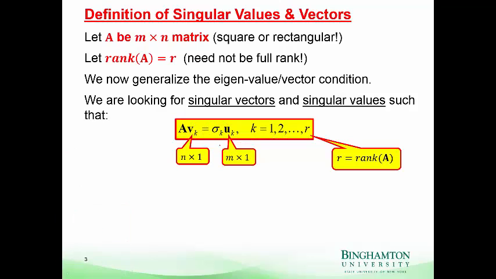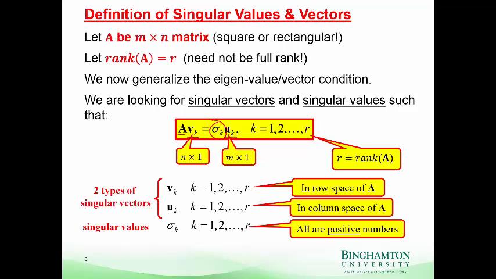We also see that these vectors have different dimensions. Has to work this way. Since A is m by n, this has to be n by 1 to be multiplied from the left by A, and then the result has to be m by 1. And remember, this is a scalar out in front. So we now have two types of singular vectors. We've got the VKs and the UKs. We've got the same number of each of them, and we've got as many of each of them as there is rank of the matrix.